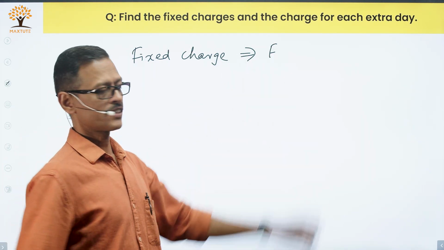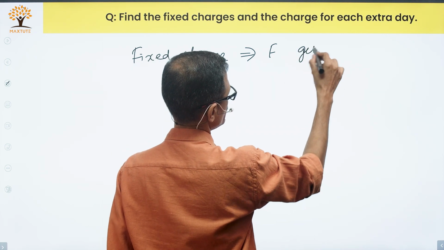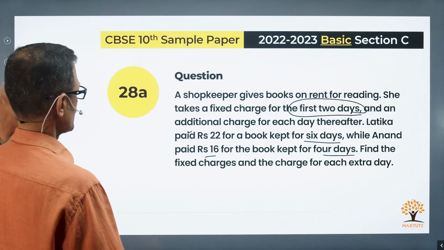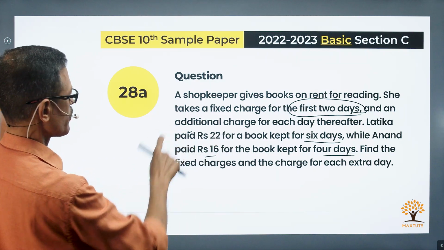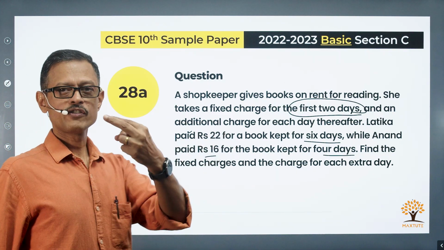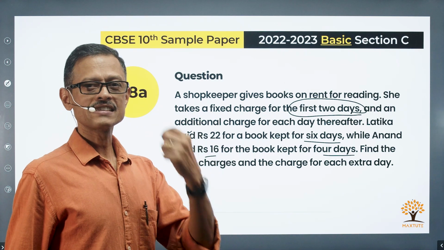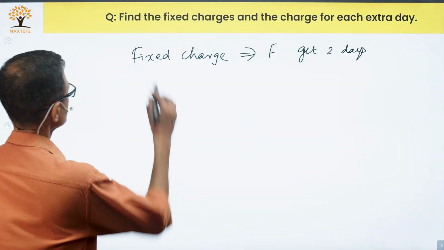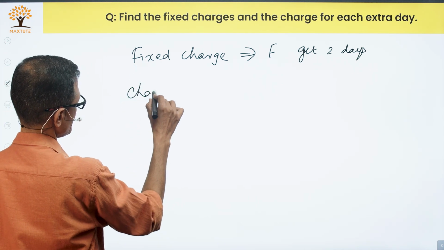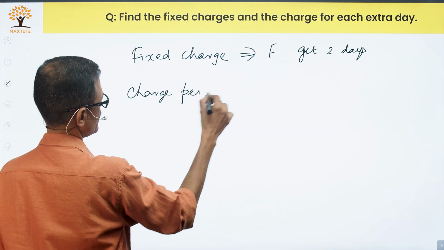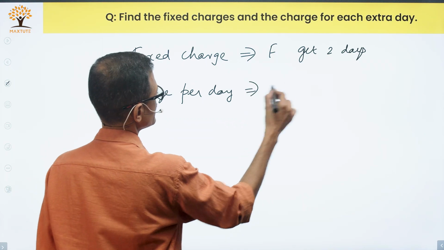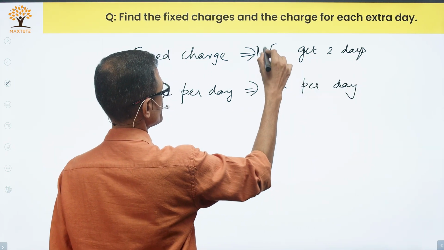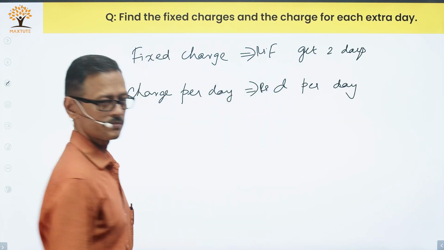For this fixed charge, you get 2 free days. So for example, if Latika took it for 6 days, in the fixed charge, the first 2 days will get covered. Additional charges will have to be paid only for 6 minus 2, which is equal to 4 days. Then we'll say charge per day beyond 2 days is d per day. This is rupees f, this is rupees d.